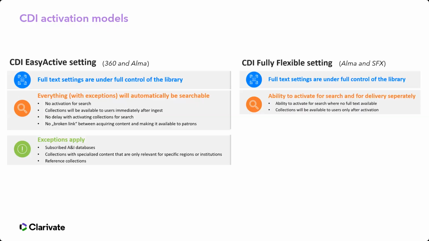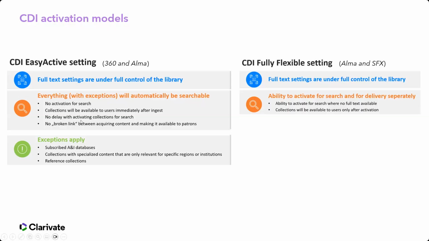So you do need to do some activation for subscribed ANI databases. These are databases that are not free for search. You have to actually have a subscription before you can search them. We can't turn them on for everyone in the expand search. Only if you subscribe, you should see them. And also there are some collections that are only relevant for a very specific region or a specific institution. Those also will not automatically be part of your expand search. But those are exceptions. For Easy Active, you don't need to do anything for search activation. Your expand search will expand to everything in the CDI index, except for the small exceptions.